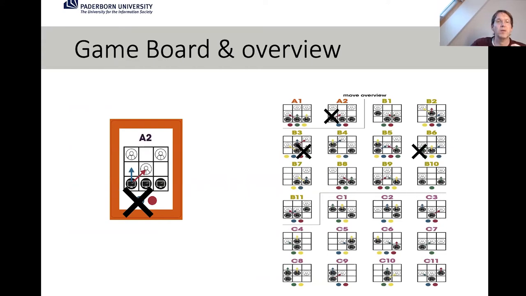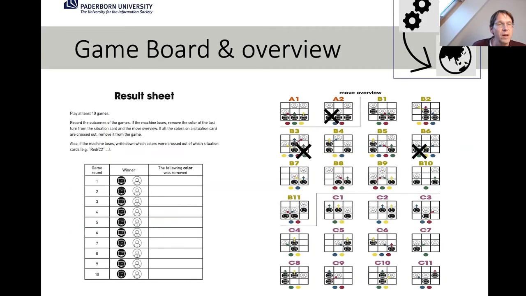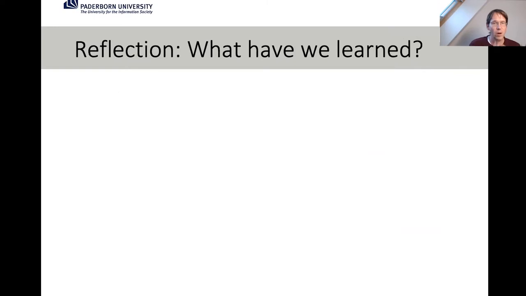And when you play, you see that all the moves making the system lose are getting wiped out, and the school kids should make a notation of what's happening in each round and have to play at least 10 rounds, and then the model changes. And if you play it long enough, there are no moves left where the system would lose, so it's always winning. So that's basically the whole thing. What have we learned?